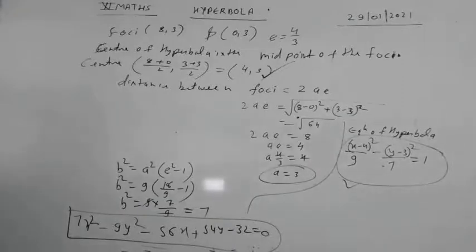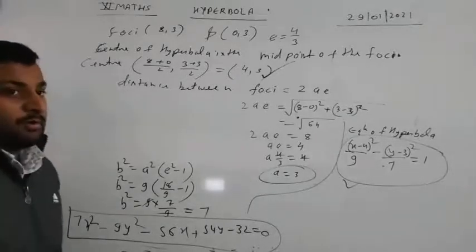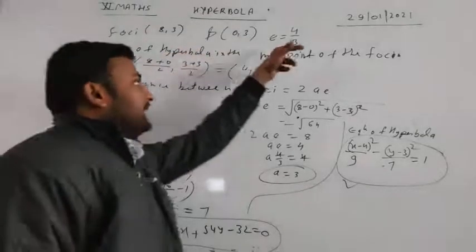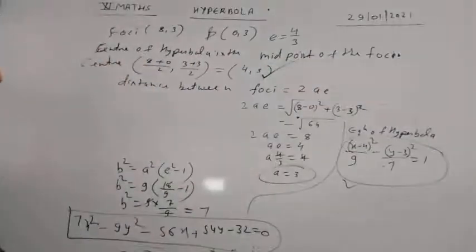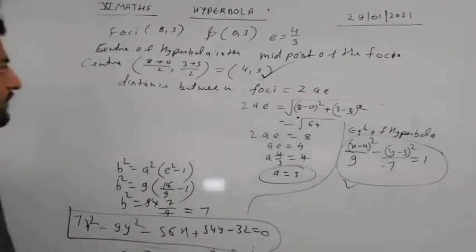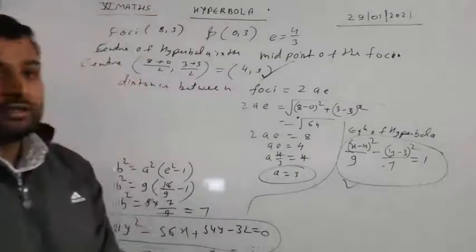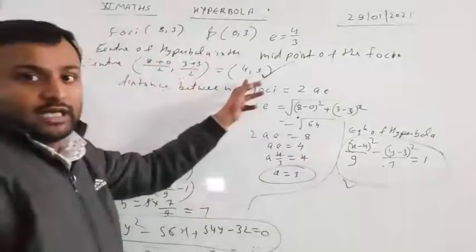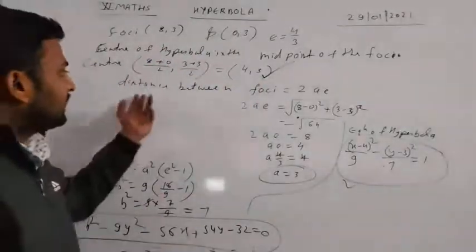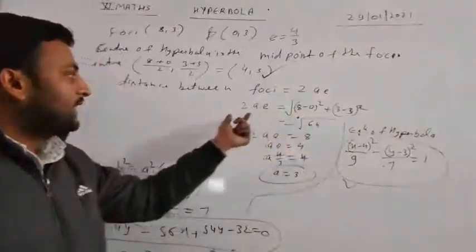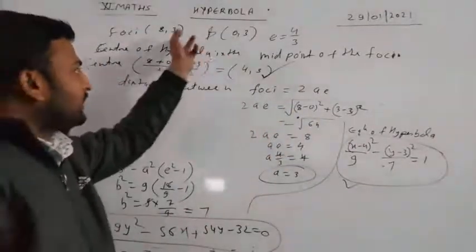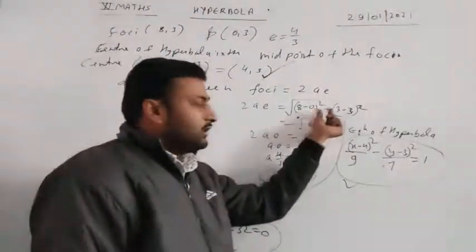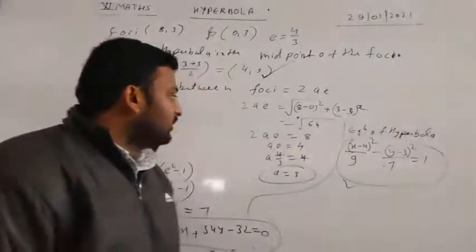Okay students, so the question says that find the equation of hyperbola if the coordinates of foci are 8, 3 and 0, 3 and eccentricity is 4 by 3. So students, you know that the center of the hyperbola is the midpoint of the two foci. So we find the center with the help of these 2 points, and which is 4, 3. Now student, the distance between foci is 2ae. We know that this is the formula, and here the 2 coordinates of the foci are given. So we can use the distance formula. We get 8 minus 0 whole square plus 3 minus 3 whole square, which is 8. So student, ae is 4.